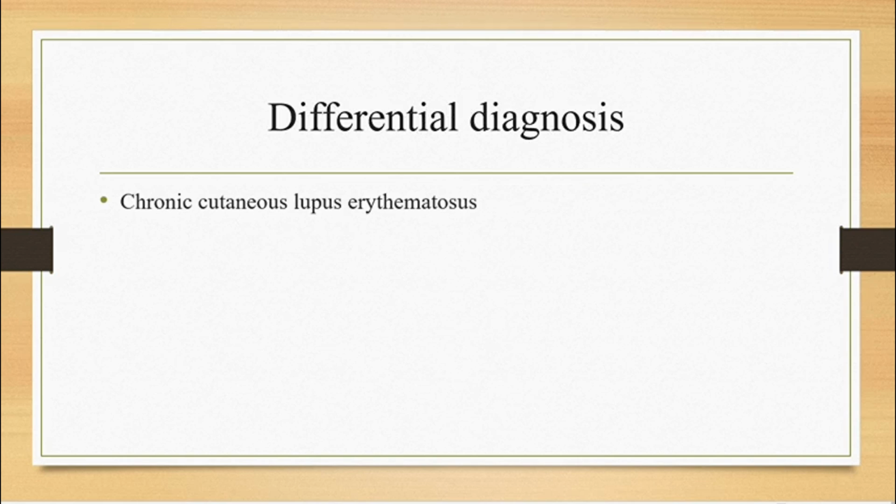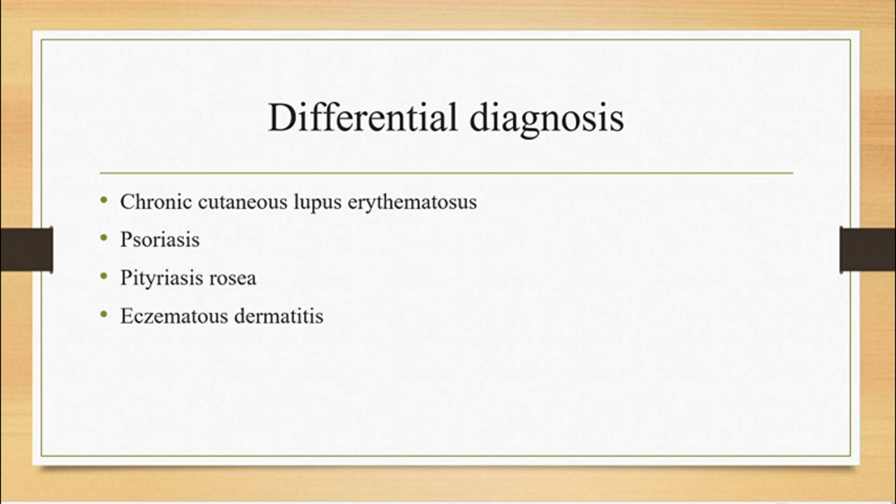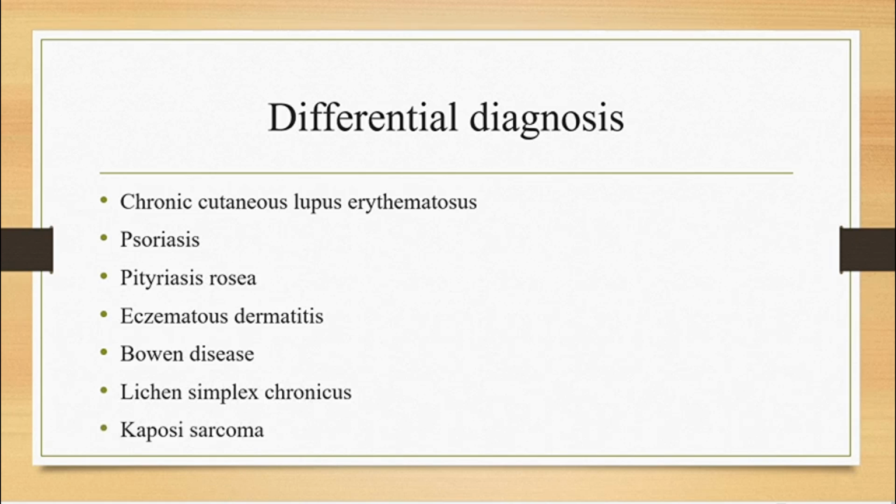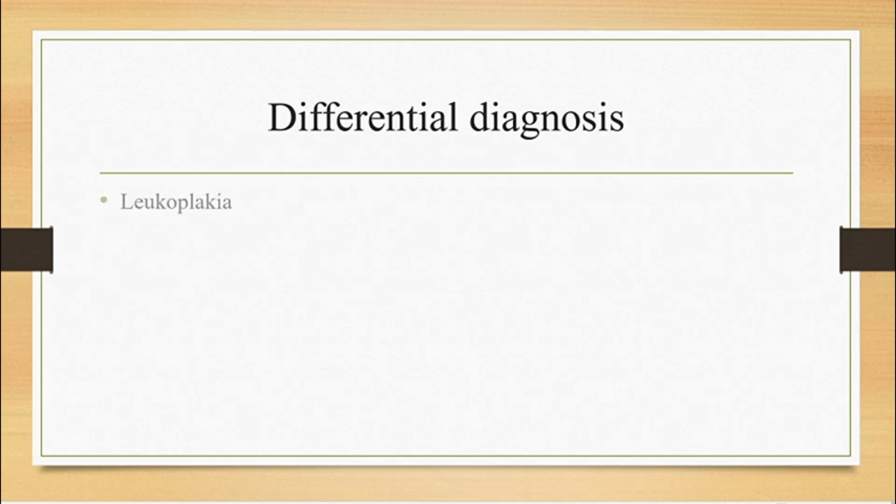Differential diagnoses include chronic cutaneous lupus erythematosus, psoriasis, pityriasis rosea, eczematous dermatitis, Bowen disease, lichen simplex chronicus, and Kaposi sarcoma. For the mucous membrane differentials, you can have leukoplakia, candidiasis, secondary syphilis, and pemphigus vulgaris.